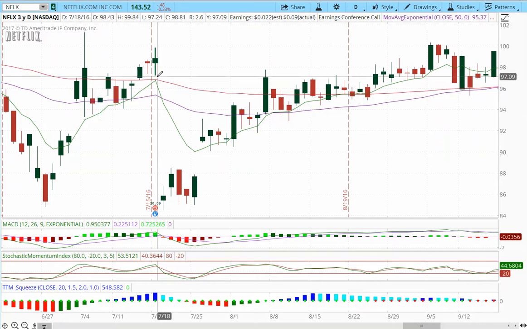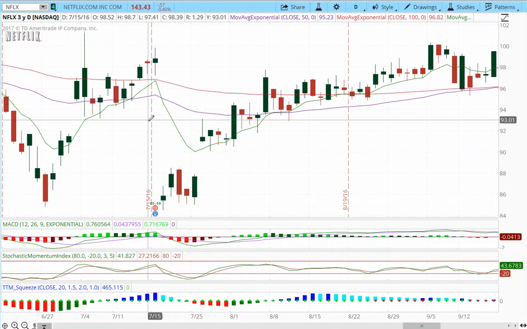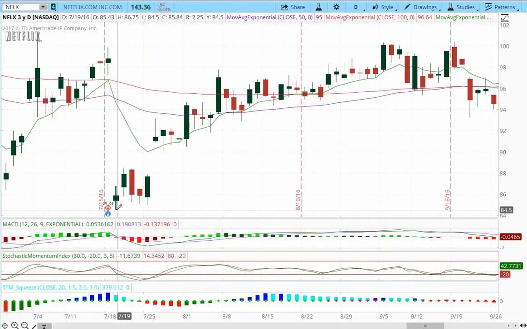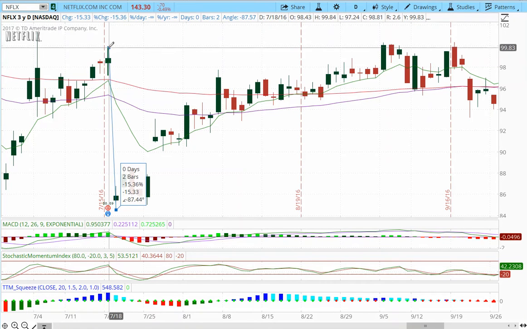So the area in between these two bars is the gap, because there was no trading in between these two bars. Now we will start with taking the low of the second bar to the high of the first bar so that we can see the percentage of this gap. So there is a 15.36% gap between the high of the first bar and the low of the second bar.